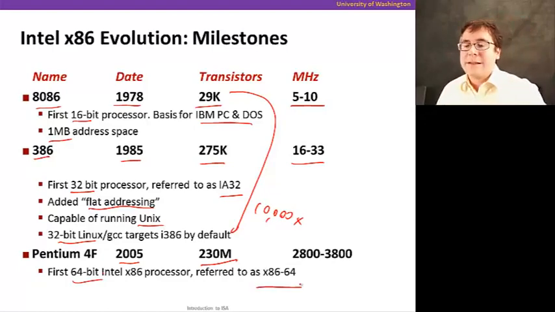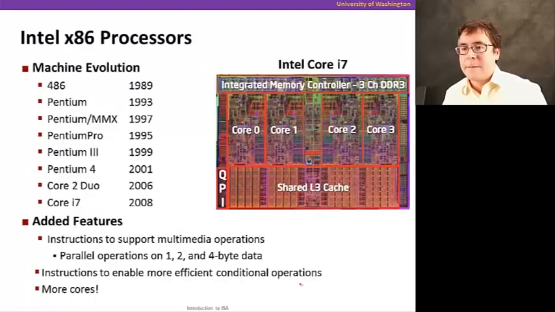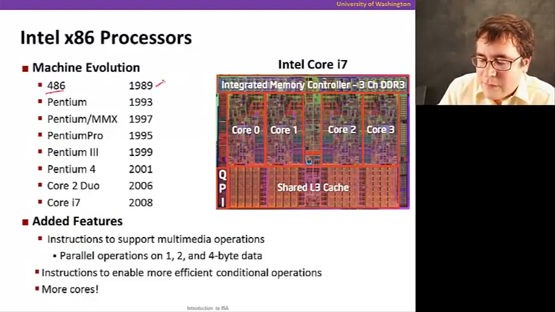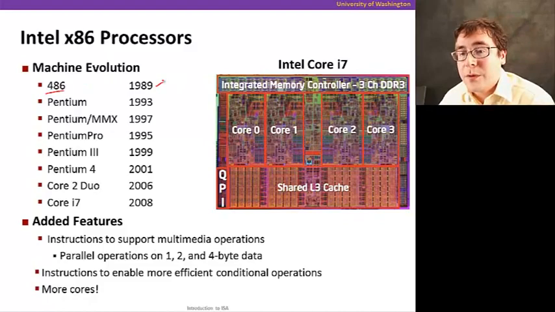This is also referred to as x86-64, and AMD was actually involved in defining what the x86-64 looks like as well, which we're going to see in a second. Okay, so just a little bit more history of Intel processors. The 486 was introduced in 1989. It was also a very important processor.